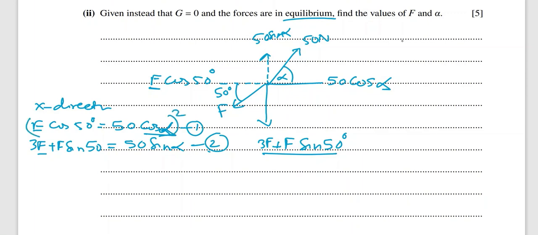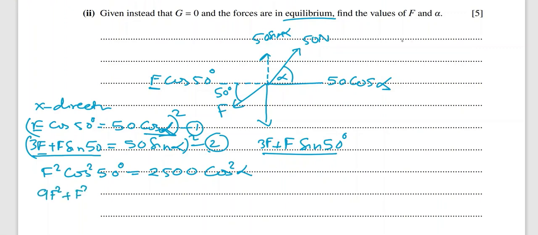So let's square both of them. The first after squaring becomes f squared cos squared 50 degrees equals 50 squared, which is 2500, cos squared alpha. Now the second will become 9f squared plus f squared sine squared 50 plus, this times this, 6f squared sine 50, equal to 2500 sine squared alpha.